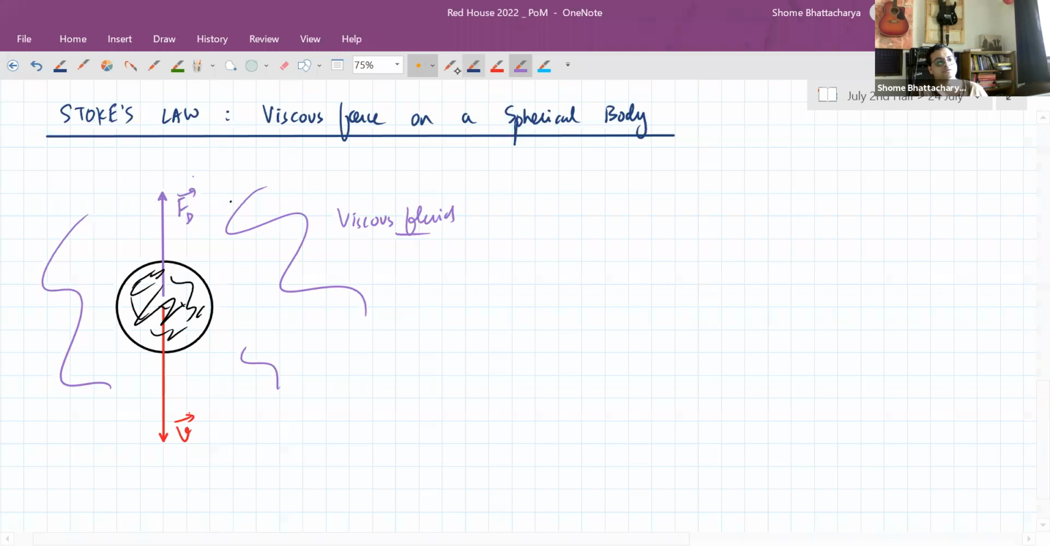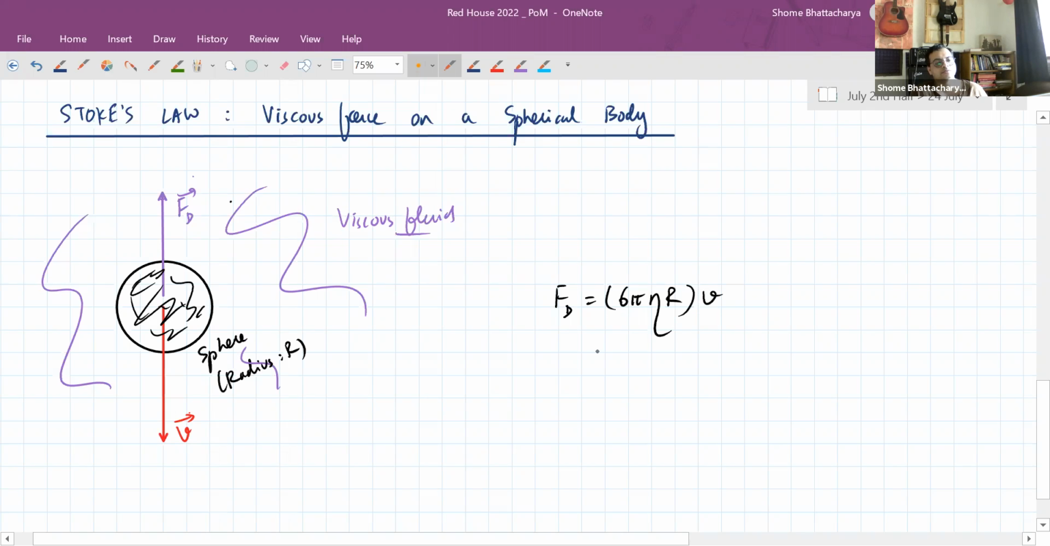In the case of a sphere of radius, let's say capital R, the viscous force magnitude, or the drag force magnitude, is given by, as you might have known, 6 pi into coefficient of viscosity into radius into V. This bracket is just to show the proportionality with respect to V. Or if we write this as a vector equation, the drag force is minus 6 pi eta R V vector.